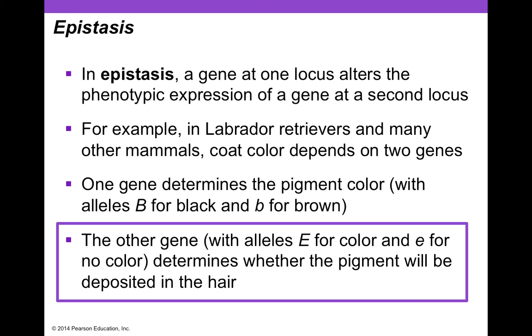However, there's also a second gene. Here it is represented by the letter E, and I'm assuming E stands for epistasis, but I could be wrong, where having two little e's, the recessive phenotype, produces no color, so fur would not be black or brown. Instead, that's how you get a yellow lab. So in epistasis, one gene can influence the expression of a second gene.